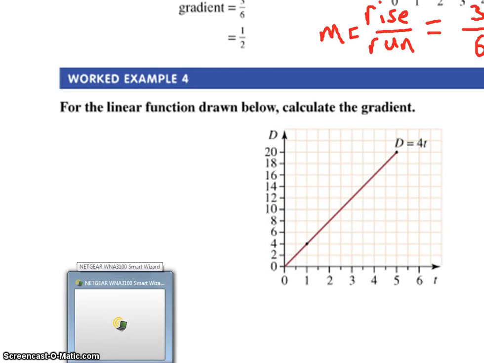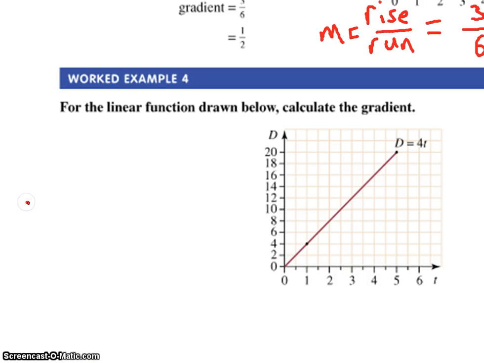Okay, so here we go. For the linear function drawn below, calculate the gradient. So what you need to do is pick 2 points. Find 2 points that are going to be nice and easy. I'll give you a hint. There's already one on there.